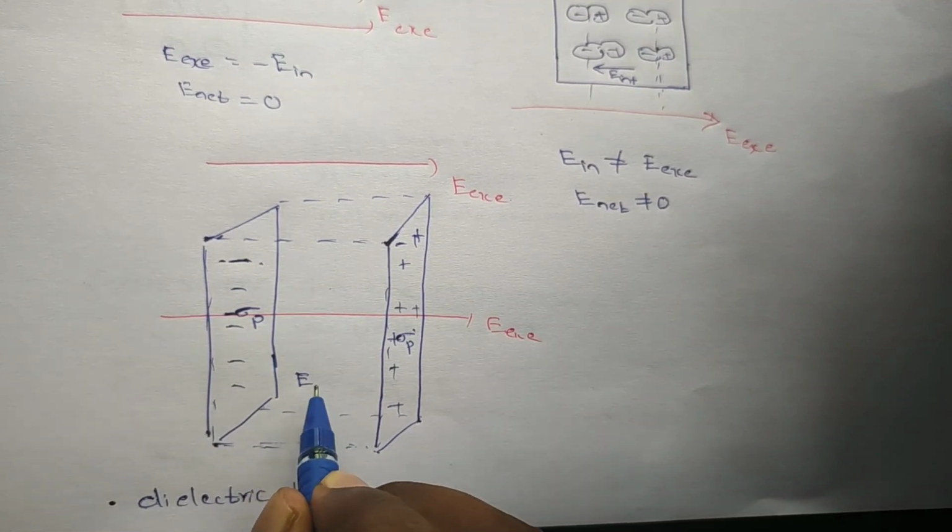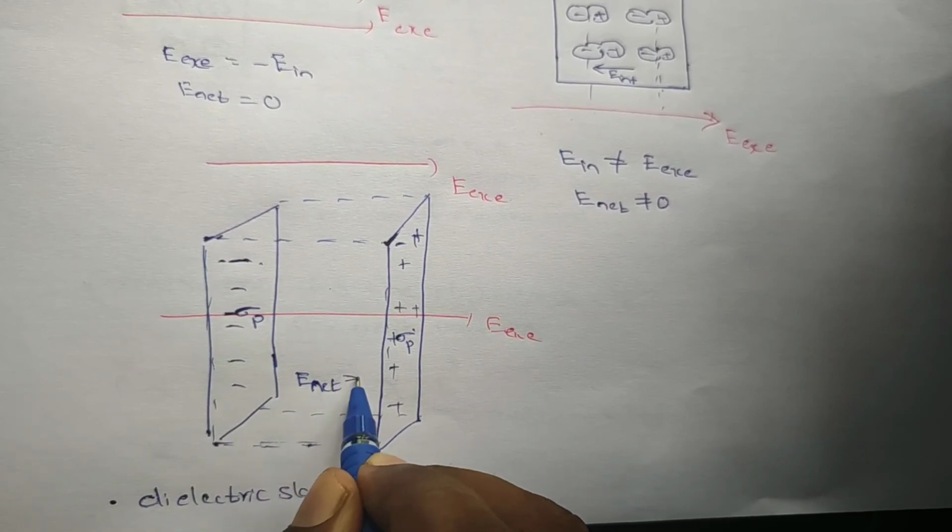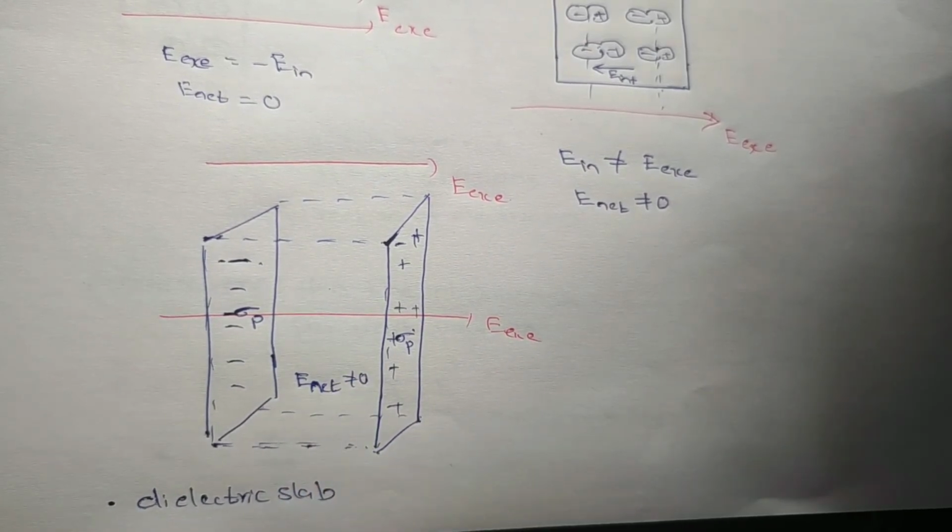So you can see that the net field is not equal to 0. Clear? That's it.